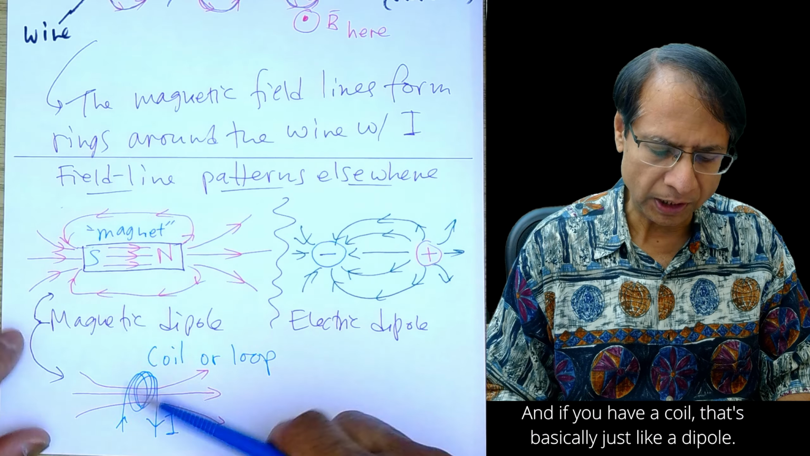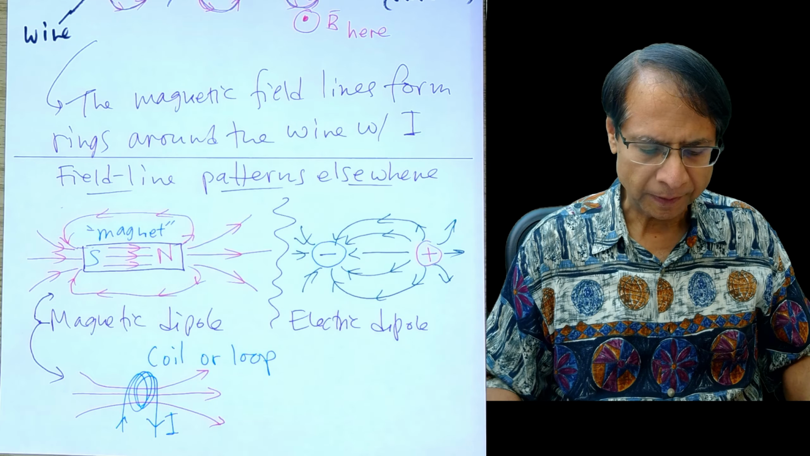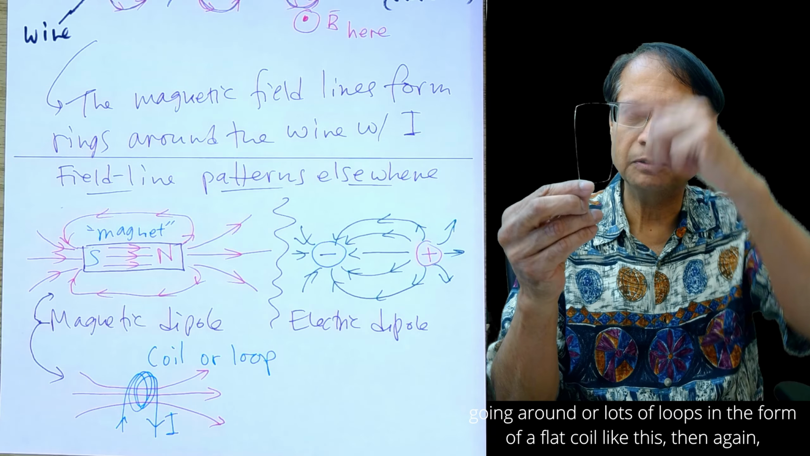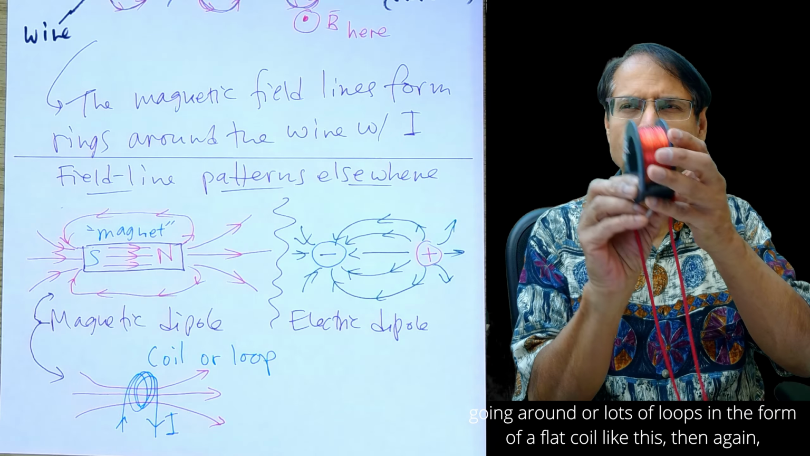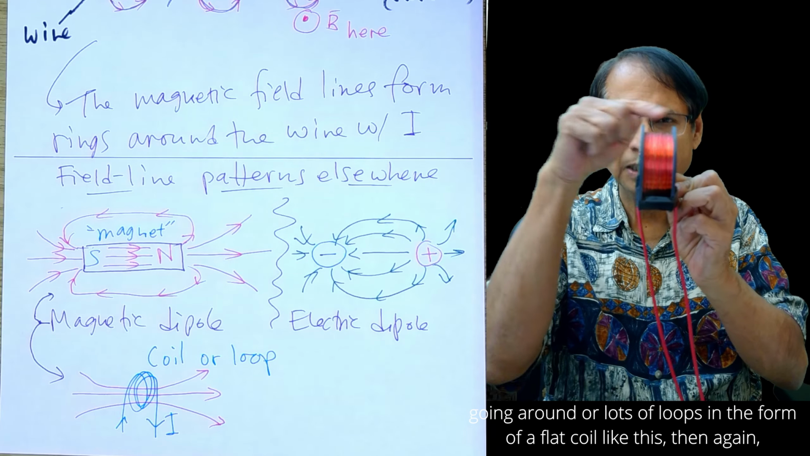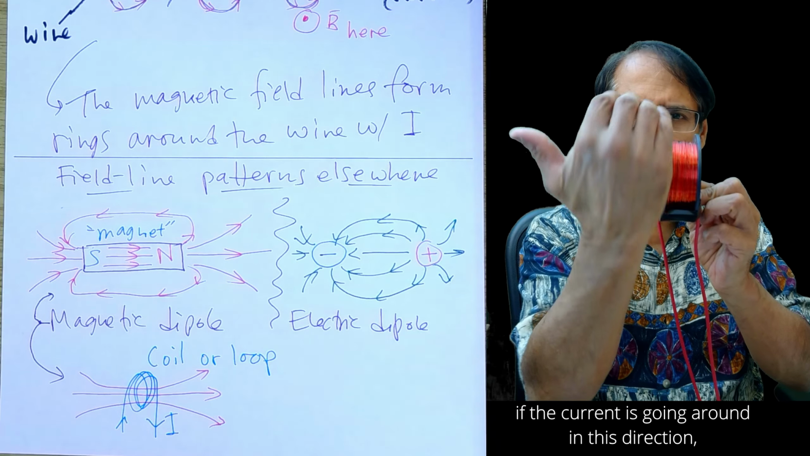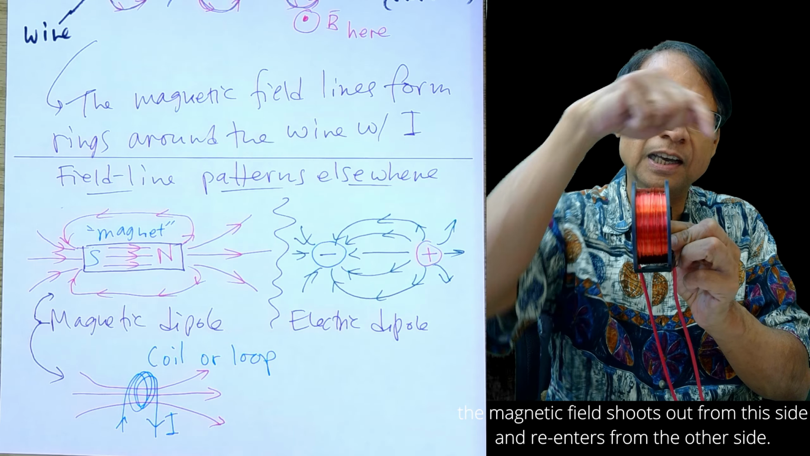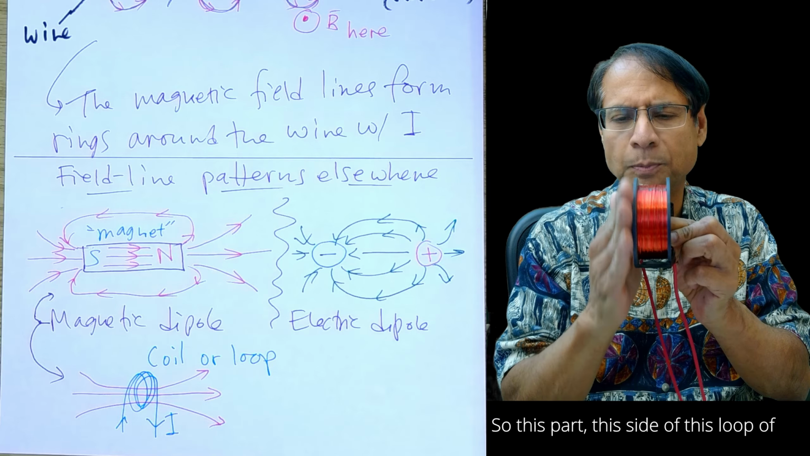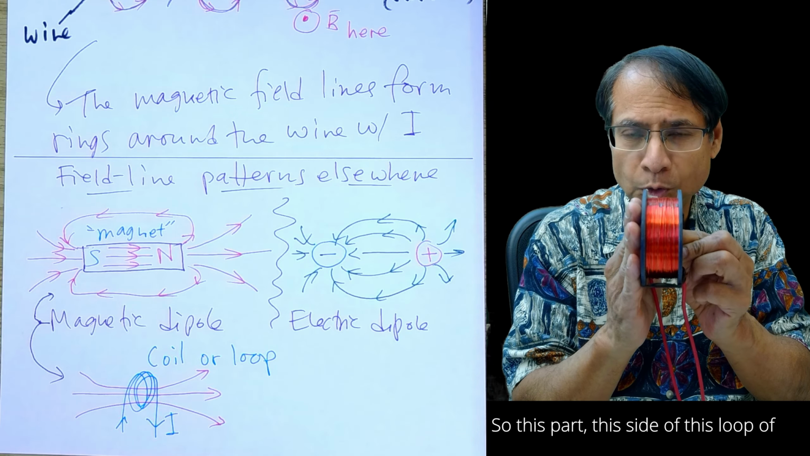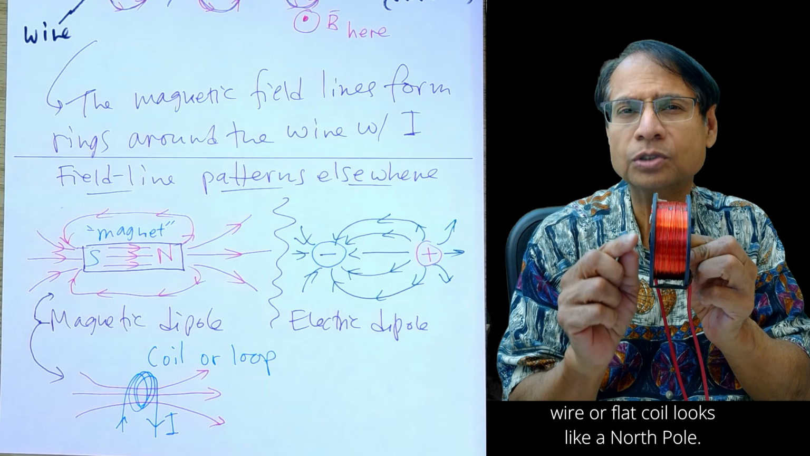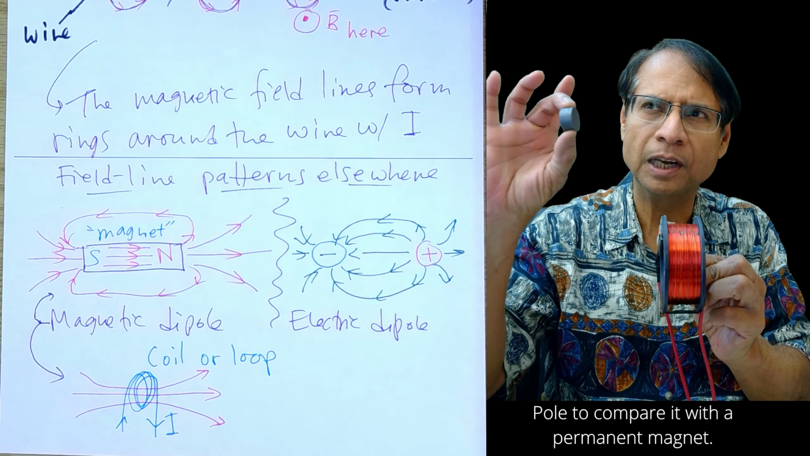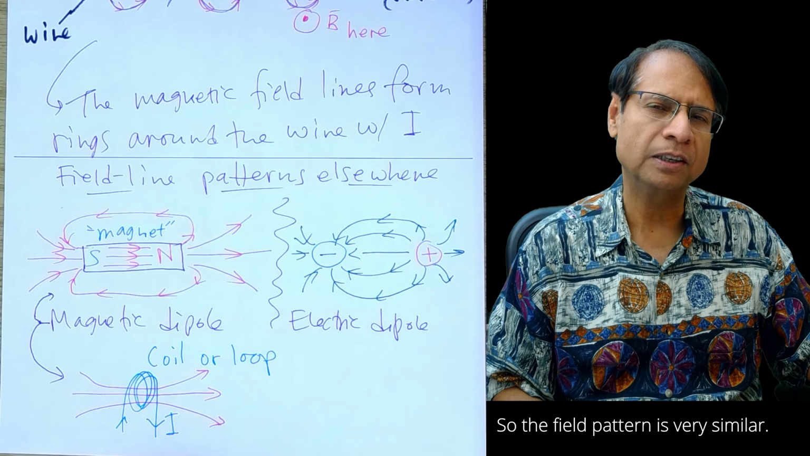And if you have a coil, that's basically just like a dipole. So instead of a permanent magnet like this, if you have a single loop of wire with the current going around, or lots of loops in the form of a flat coil like this, then again, if the current is going around in this direction, the magnetic field shoots out from this side and re-enters from the other side. So this side of this loop of wire or flat coil looks like a North Pole, and the other side looks like a South Pole, to compare it with a permanent magnet. So the field pattern is very similar.